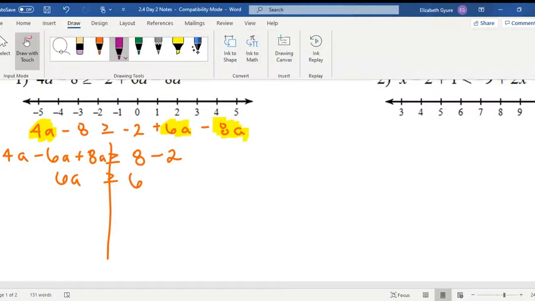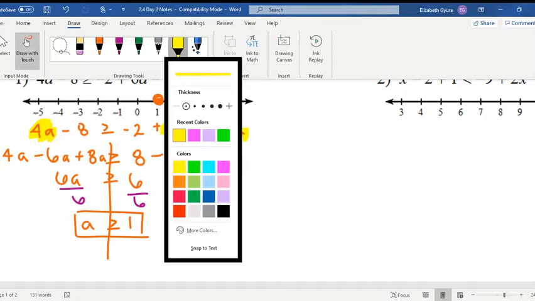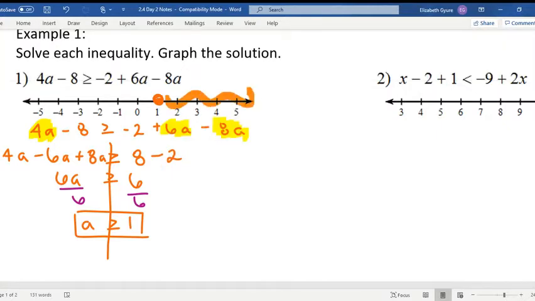And then what's our final step? Yeah, we got to divide both sides by 6. Good. And then we'll graph it, right? So a is greater than or equal to 6 divided by 6 is 1. All right, so my people at home, open or close circle at 1? Close. Should I shade to the left or to the right? To the right. Very good. Good.